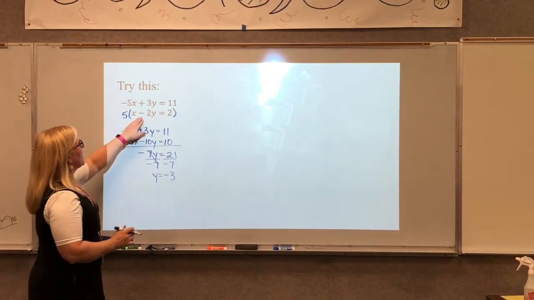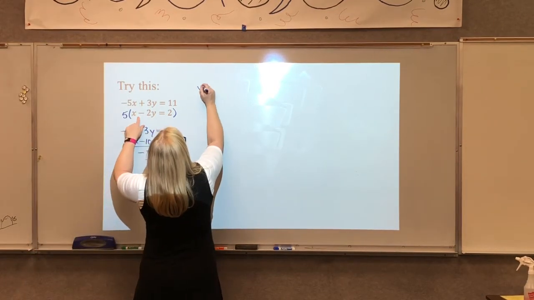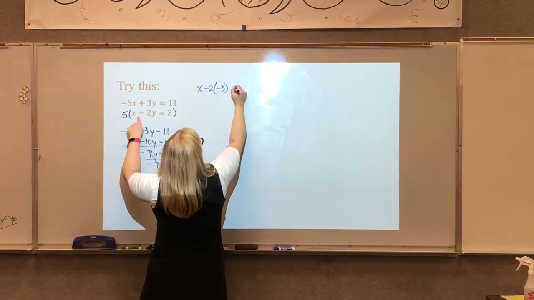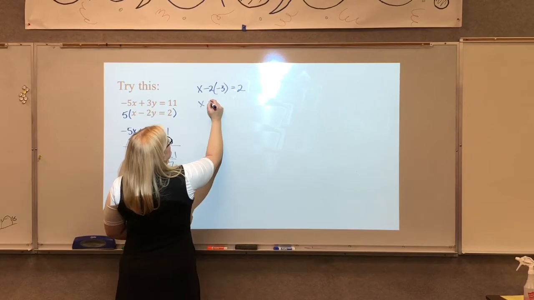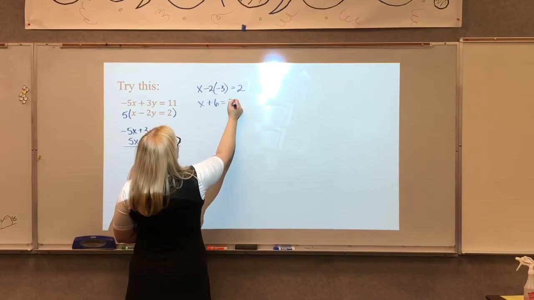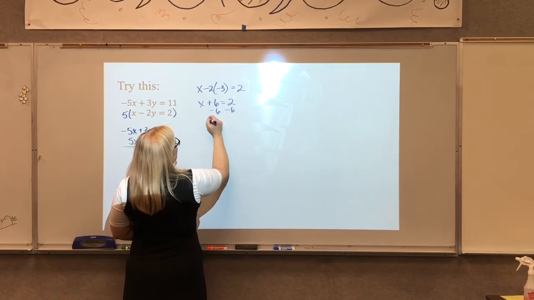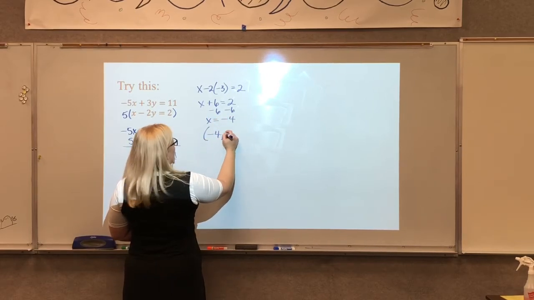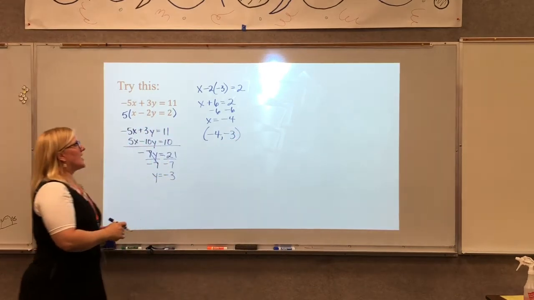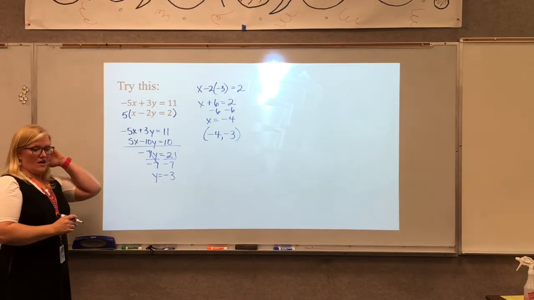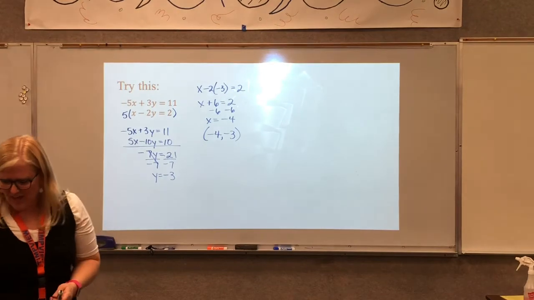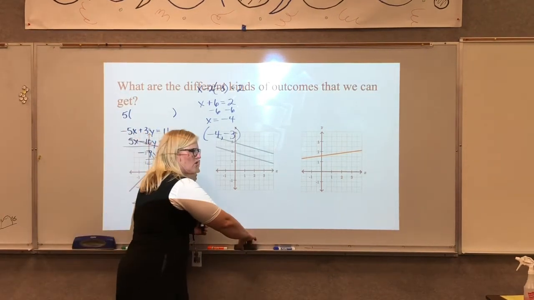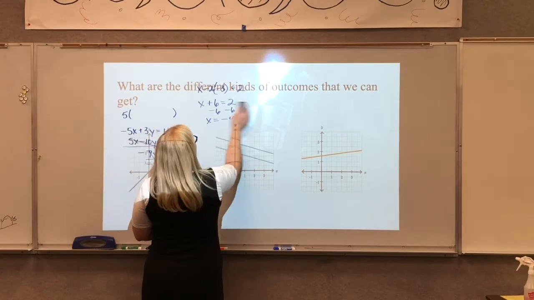So now I just need to plug it in. I'll plug it into this one. X minus 2 times y, which is negative 3, equals 2. So x plus 6 equals 2. Subtract 6, x is negative 4. So my answer is negative 4, negative 3. All right. I hope you got that. And I hope your brain is clicking and you're going, oh yeah, I remember how to do this.